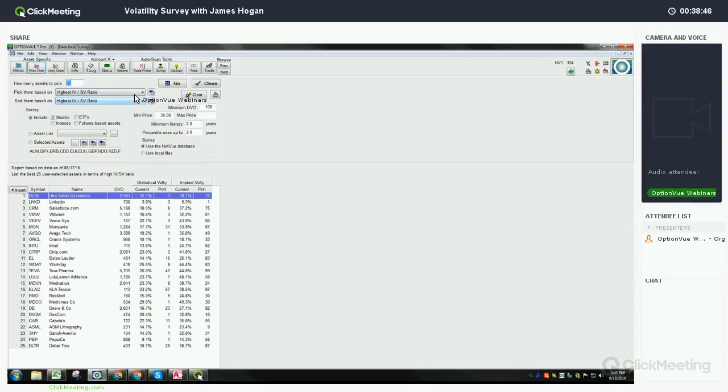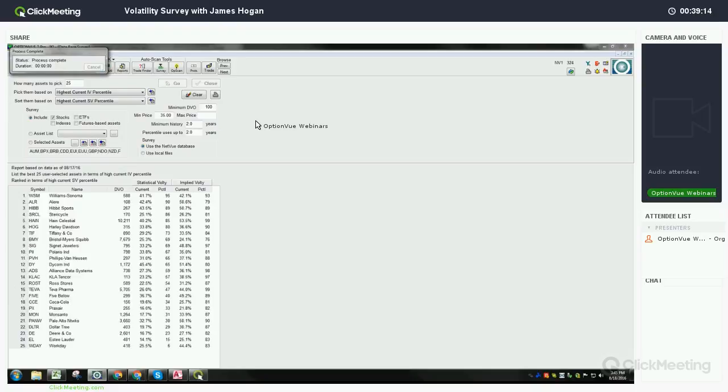But something else that's kind of neat we can look at is the highest current IV percentile. Let's see if we want to do something else. Sort them based on maybe highest current SV percentile. So there's a number of ways you can go about looking at this and then looking at the results it's going to give you. So this Williams-Sonoma, we've got some huge implied volatility and huge statistical volatility.